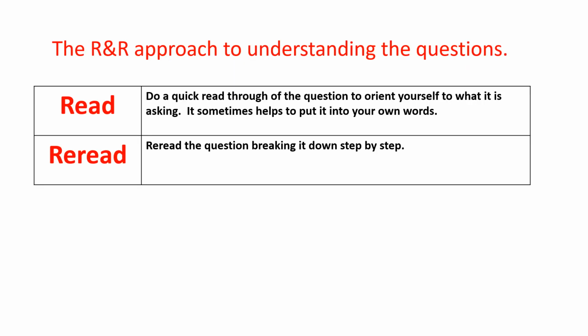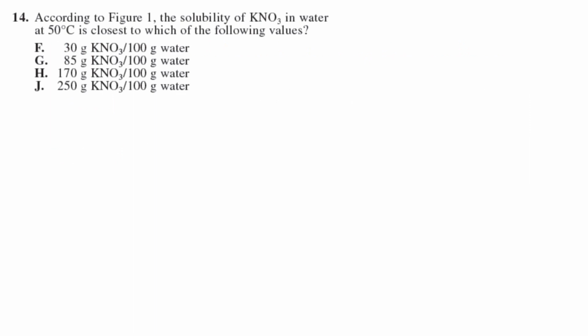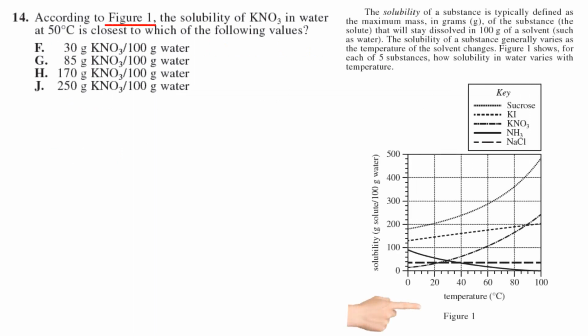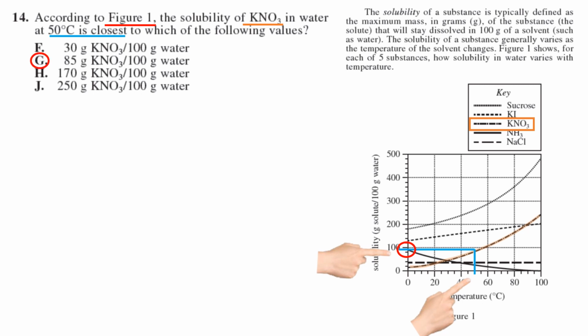R&R approach the questions: do a quick read through the questions, and then reread breaking it down. We'll reread together. Question number 14. According to figure 1, the solubility of KNO3, which is this dot and dashed line, in water at 50 degrees Celsius is closest to which of the following values? It's a little less than 100, so G, 85.